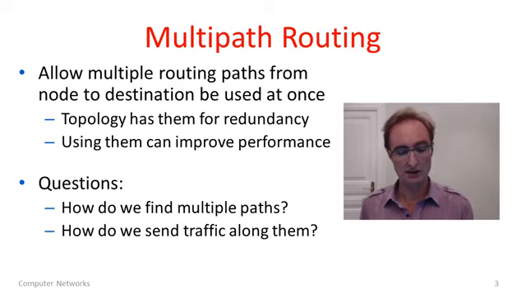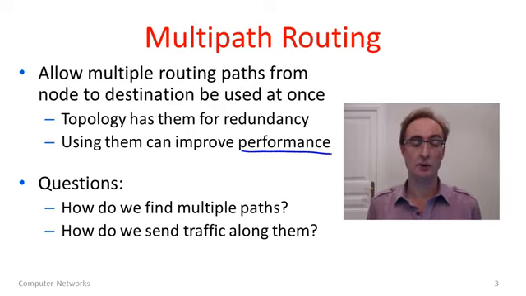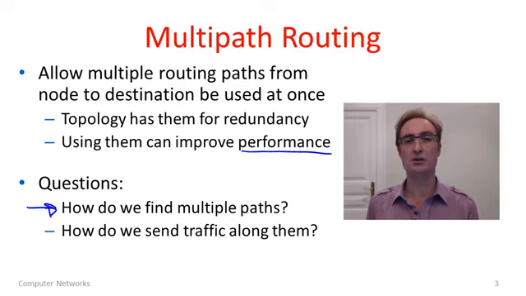And the reason for this is simply to improve performance. Maybe we can fit more traffic through the network if we can use these multiple paths. What we're going to look at now is really a simple extension to our framework so far to incorporate multiple paths. It's fairly straightforward. There are really two questions we need to answer. How do we find these multiple paths as opposed to finding a single path like we did before? And when we have them, how do we use them for forwarding? So the first question is about routing, the second question is about forwarding. Given that we have multiple paths, how do we use them at the same time to send traffic?